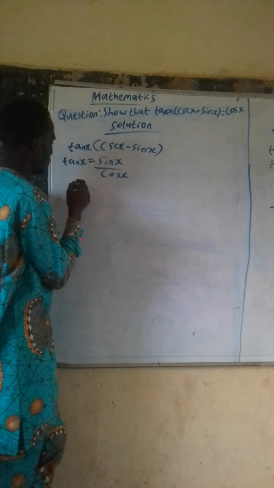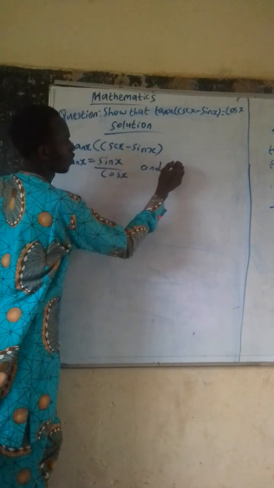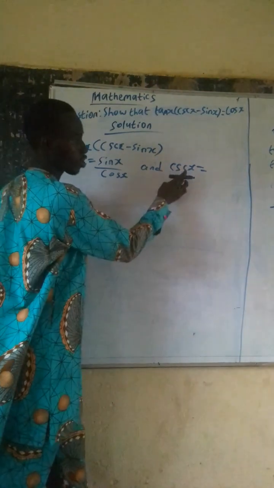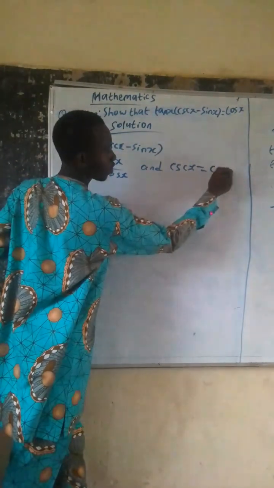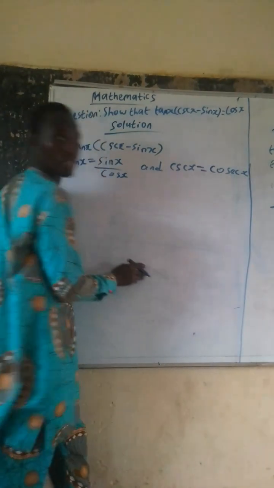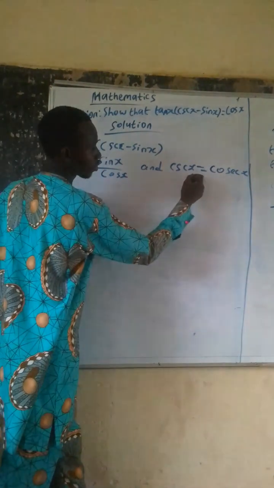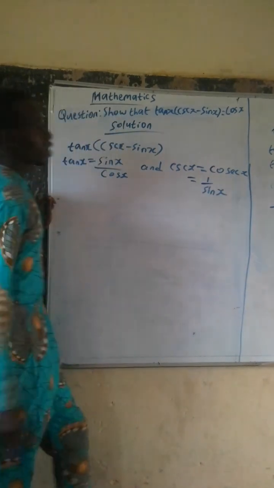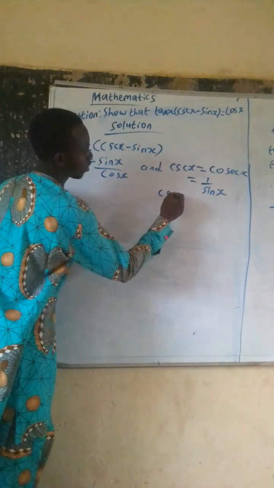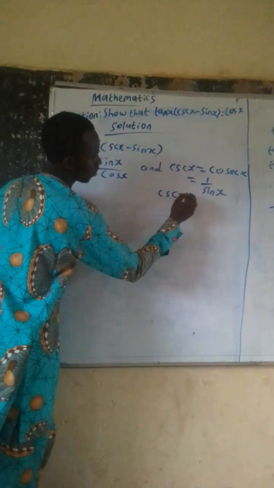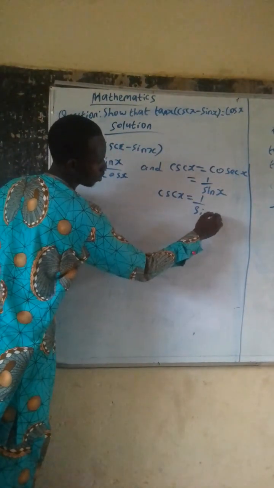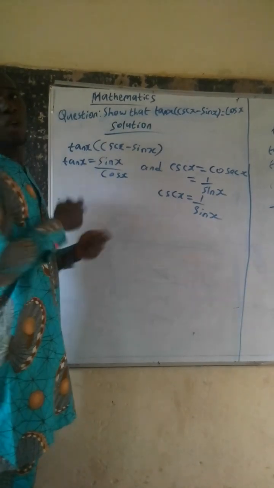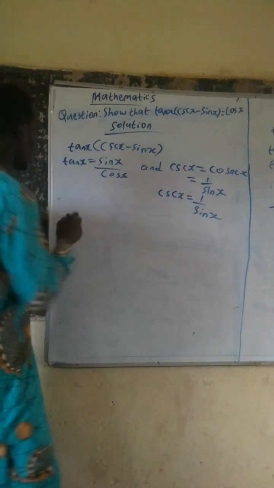And cosec x, this cosec x is the same thing as this. Are you getting me? So cosec x is equal to 1 all over sin x. Are you getting me? Cosec x equals 1 all over sin x in mathematics. So you need to take this into consideration as we are solving this problem. So let's solve it.